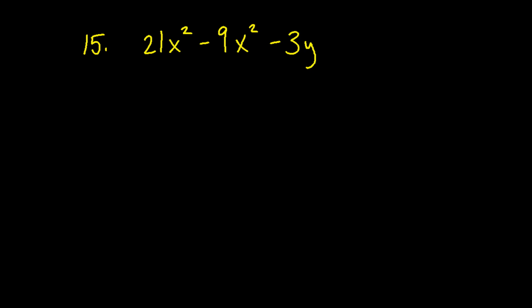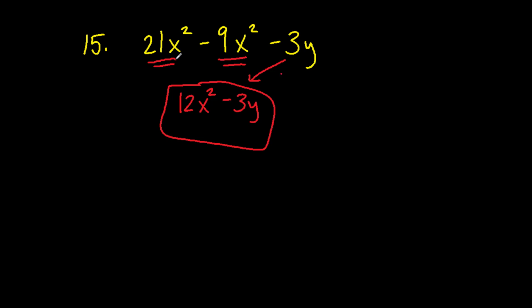Number 15 is asking us to simplify this expression. So we need to look for like terms. 21x squared and negative 9x squared are like terms. So we will just take 9 from 21. 21 minus 9 is 12x squared. And we will bring down the minus 3y into our answer. And that's as far as we can go here. Notice this is an expression, not an equation. It does not have an equal, so we're not solving. We're just combining like terms.